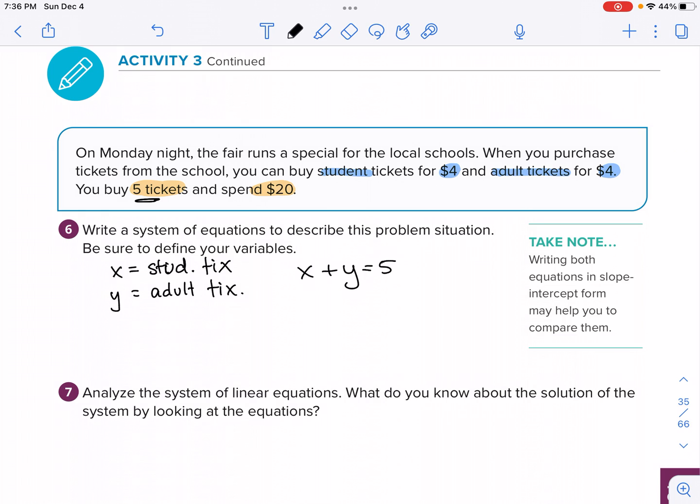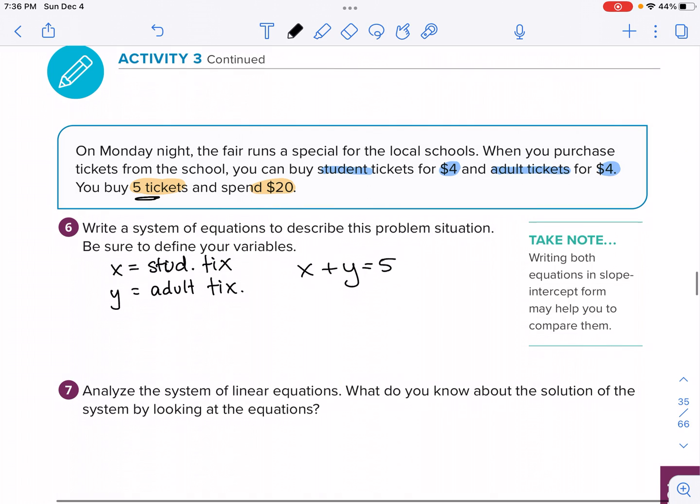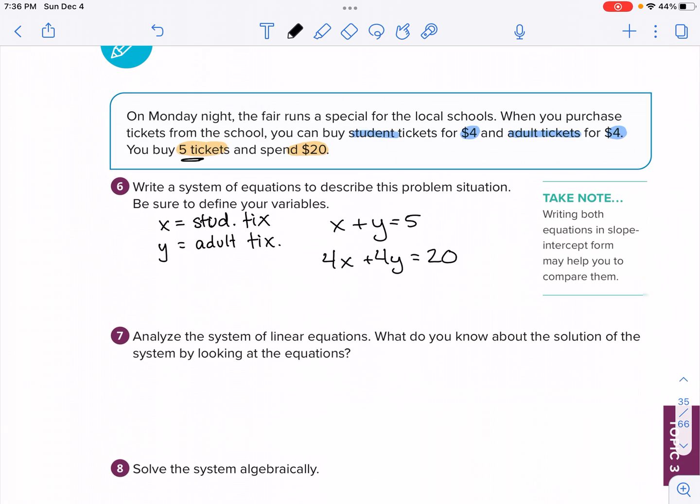And then if we want to think about this in terms of money, we know that it's $4 for a student ticket, $4 for an adult ticket, and total we spend $20. Okay. Now, if you were to solve both equations, so number 7, analyze the system of linear equations, what do you know about the solution of the system by looking at the equations?